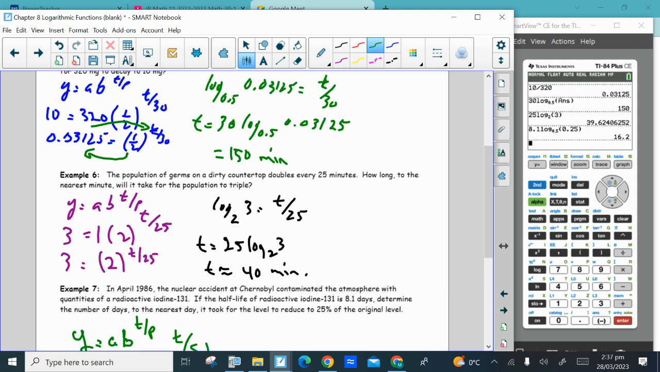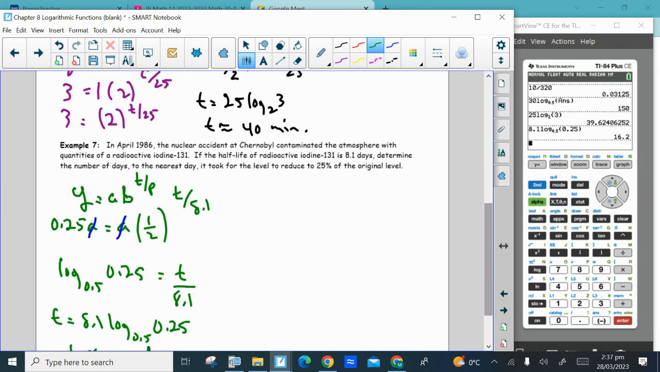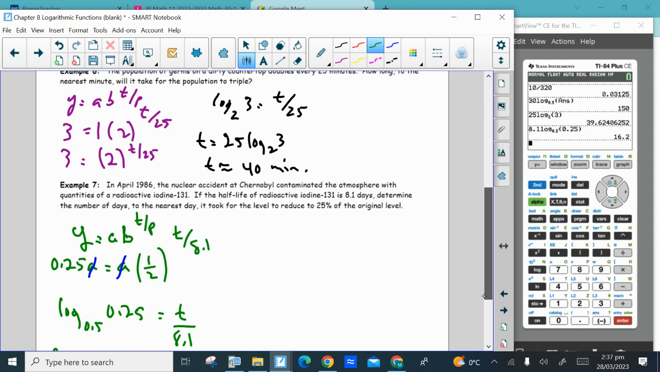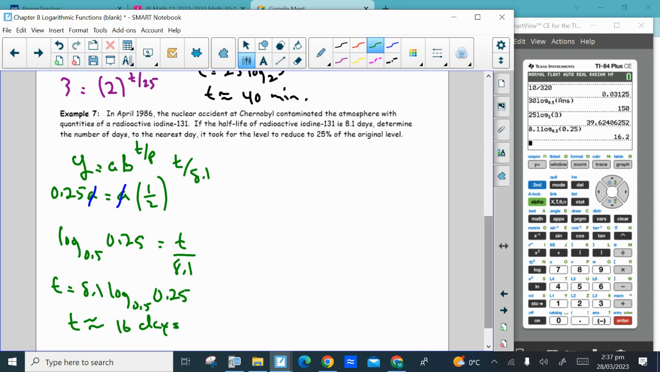Pardon me? What would you do for number 7? No, it's not the same. In the example we just did, we were told we wanted to have 25% of the original level. So yeah, if you wanted to, you could start with, say, 4 to begin with, and then you'd have 1 at the end. It works the same. You get 0.25 on the left. So yes, you absolutely could.